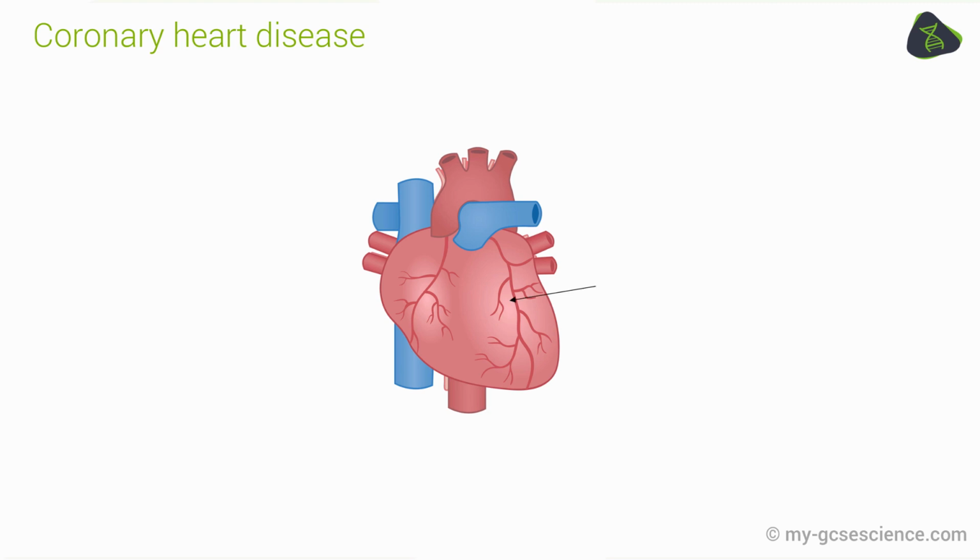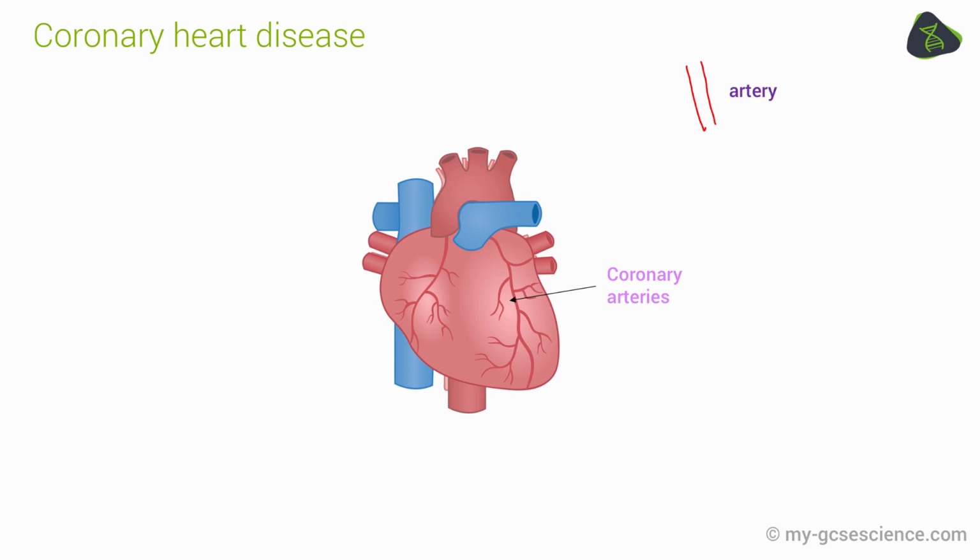So here you can see some blood vessels on the outside of the heart itself. These are the coronary vessels, and the ones that are actually supplying oxygenated blood to the heart muscle cells are the coronary arteries. One type of cardiovascular disease that is associated with the blood vessels is called coronary heart disease, and it's when these blood vessels actually become blocked or narrowed.